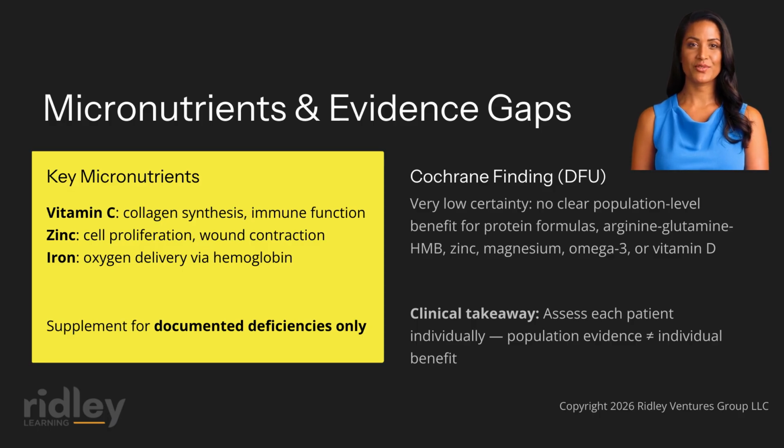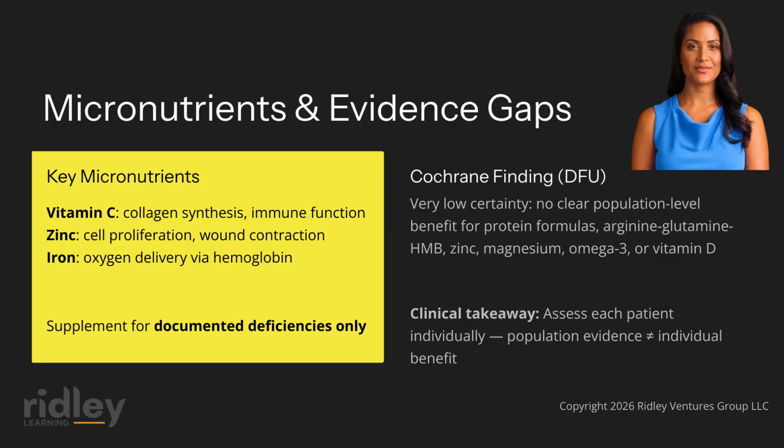Vitamin C is essential for collagen synthesis and immune function. Zinc plays critical roles in cell proliferation, immune defense, and wound contraction. An iron deficiency impairs oxygen delivery to healing tissues through its effect on hemoglobin synthesis. For patients identified with specific micronutrient deficiencies through laboratory assessment, targeted supplementation improves healing outcomes, though routine supplementation, in the absence of documented deficiency, hasn't demonstrated consistent benefit.